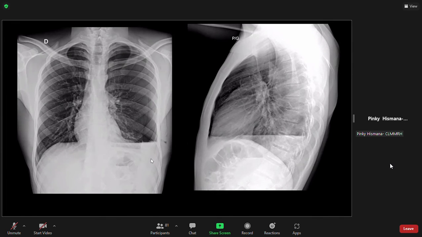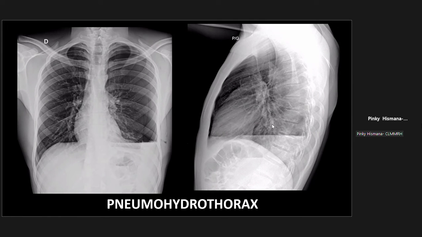So this is actually a case of pneumohydrothorax. So it's a combination of pneumothorax or air and hydrothorax or fluid in your pleural space. So I just actually would like to introduce to you some diagnoses that are some conditions that you can diagnose with almost certainty using X-ray images.